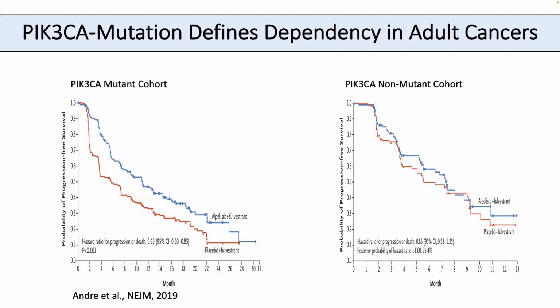We also know that in adult cancers, PIK3CA mutation is a very important marker in predicting response to these PI3 kinase inhibitors, and that's well described and also shown here in this recent New England Journal of Medicine paper showing the activity of alpelisib, an FDA-approved PIK3CA specific inhibitor. And the data clearly shows that the alpelisib combination worked very well in patients that had PIK3CA mutant breast cancer.